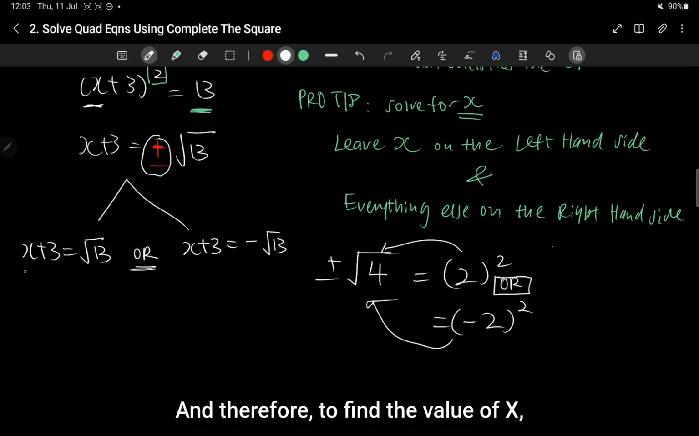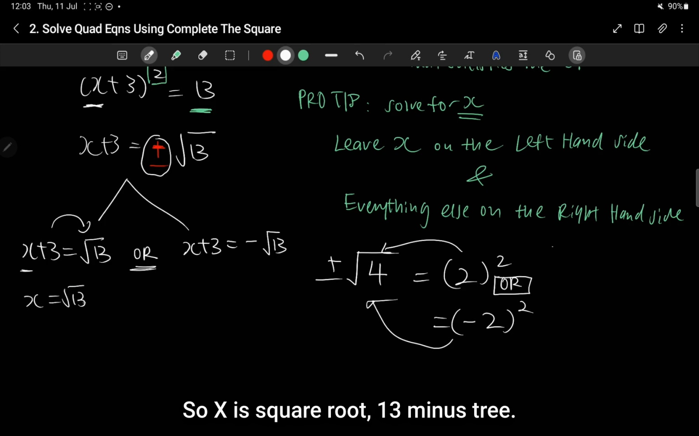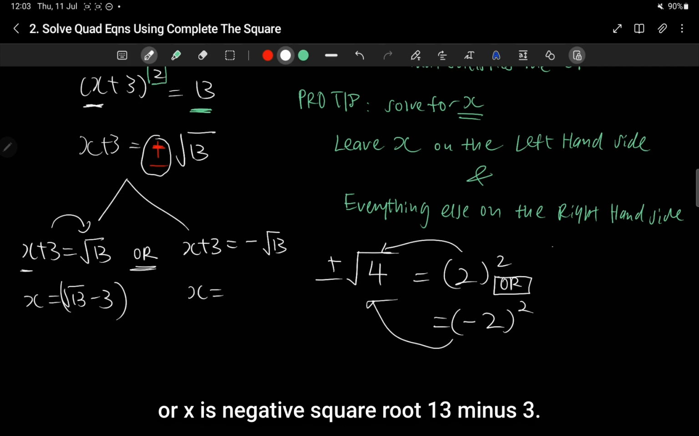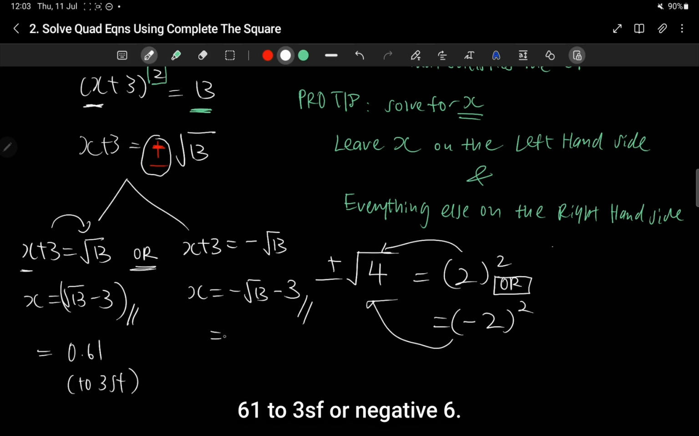And therefore, to find the value of x, we'll bring everything that's not x to the right hand side, which is the 3. So x is square root 13 minus 3, or x is negative square root 13 minus 3. And that is your answer. And of course, if you want to expand it out, you will have 0.61 to 3SF, or negative 6.61 to 3SF.